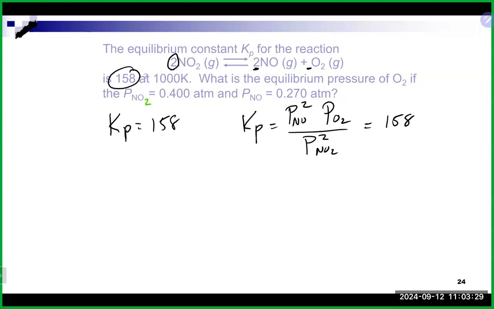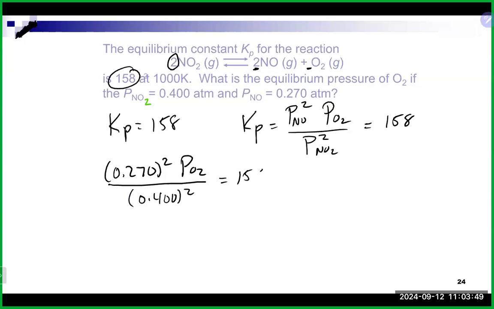So they gave us some pressures. The NO there is 0.27. We do need to square it. We're looking for the partial pressure of O2 in this case, divided by our NO2, 0.4, also squared, equals 158. So I'm basically going to multiply that to the other side. And when I'm done with that, I'm going to take this guy and divide it to the other side, right? So we're going to go 158 times 0.4 squared.